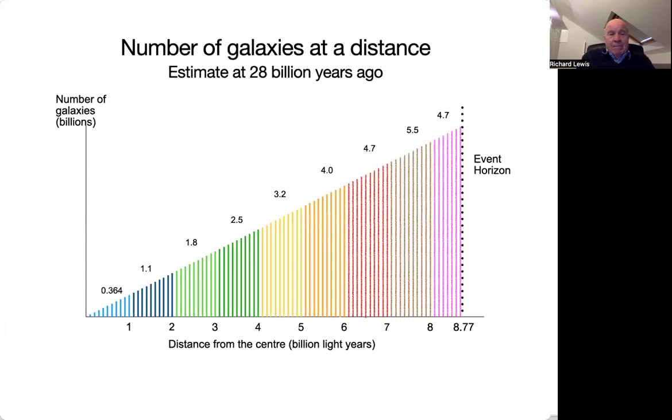So this is a picture of the number of galaxies at a time 28 billion years ago. I've put the number of billions of galaxies in each band, and it's color-coded really to just illustrate what happens to that part of the galaxy field as the universe expands, and to illustrate the effect of the event horizon.